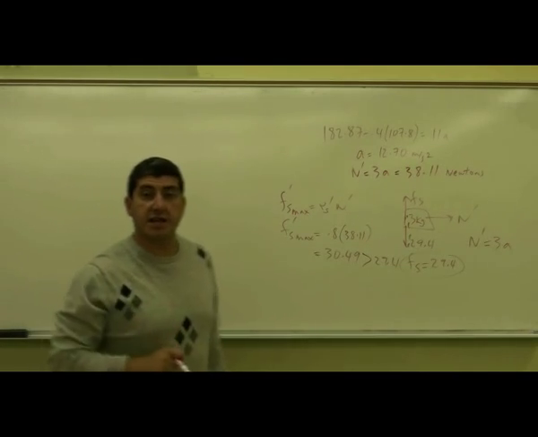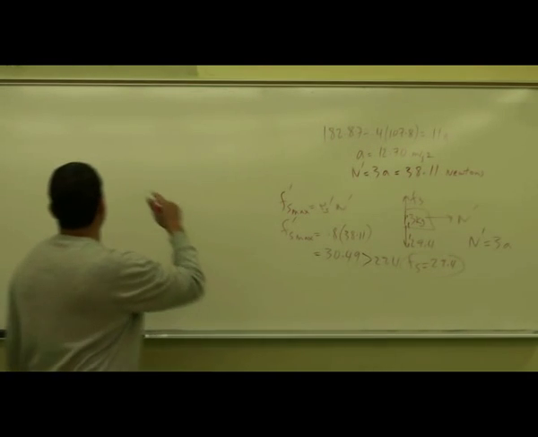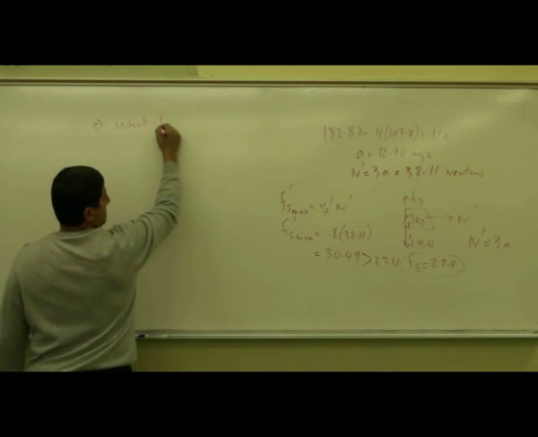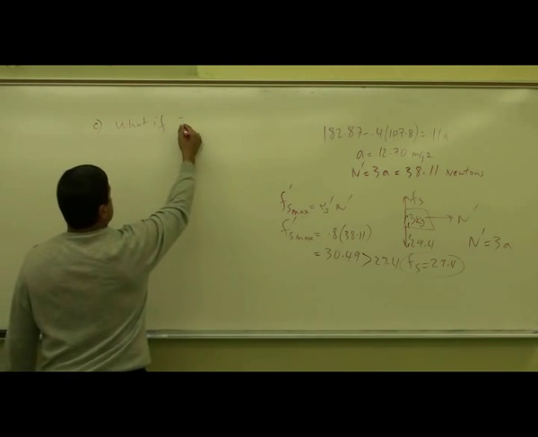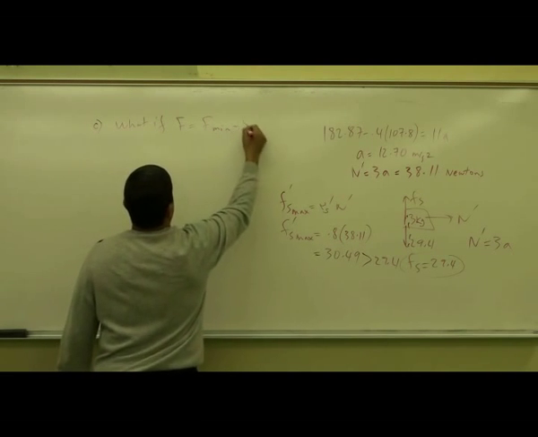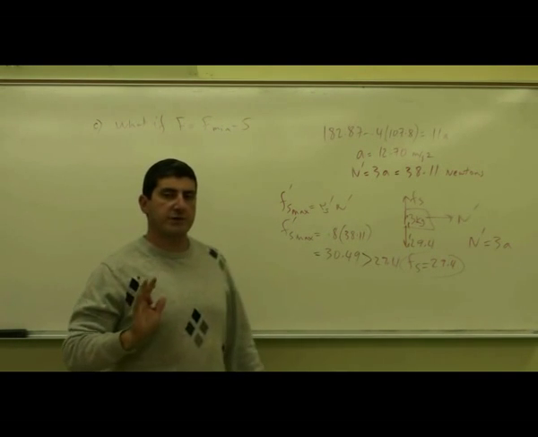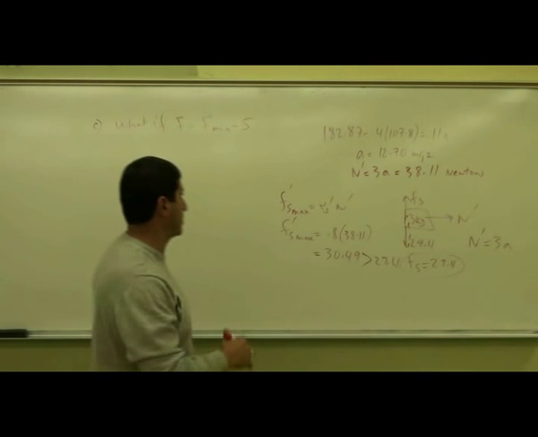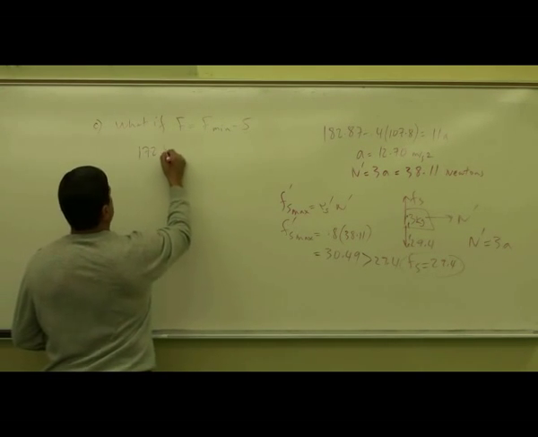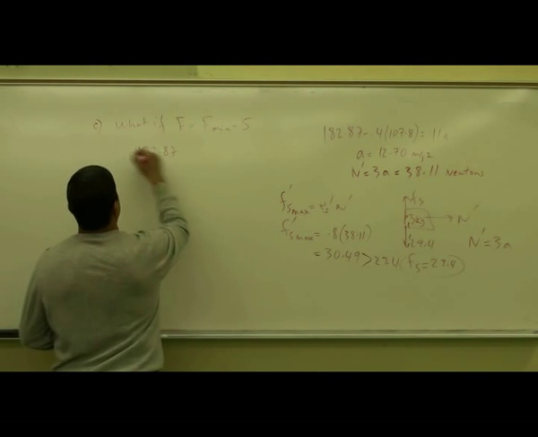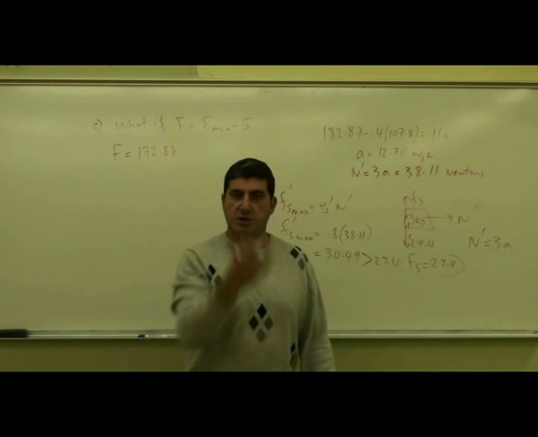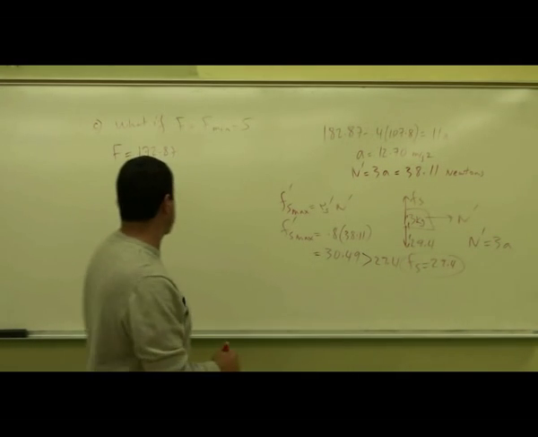So let's say this question, let's say part C. What if F equals F min minus 5? What if you push with a force 5 newtons less than what was necessary? Then what's that going to be? 172.87. Now what's going to happen? The 3 kilogram block should slide down, right?